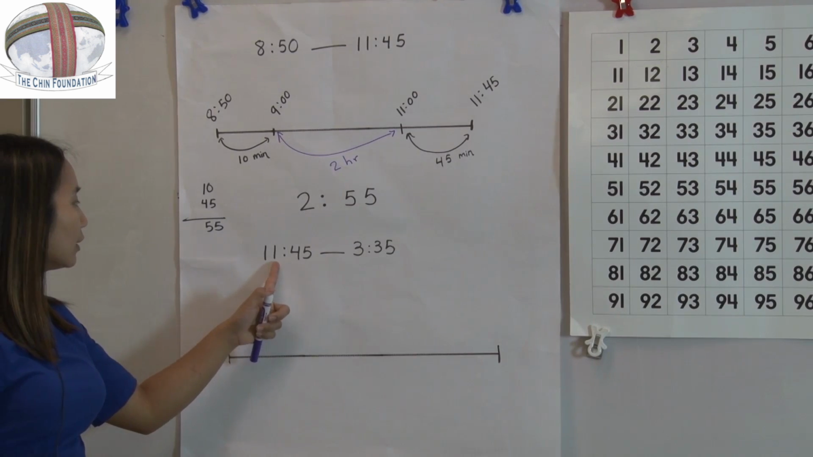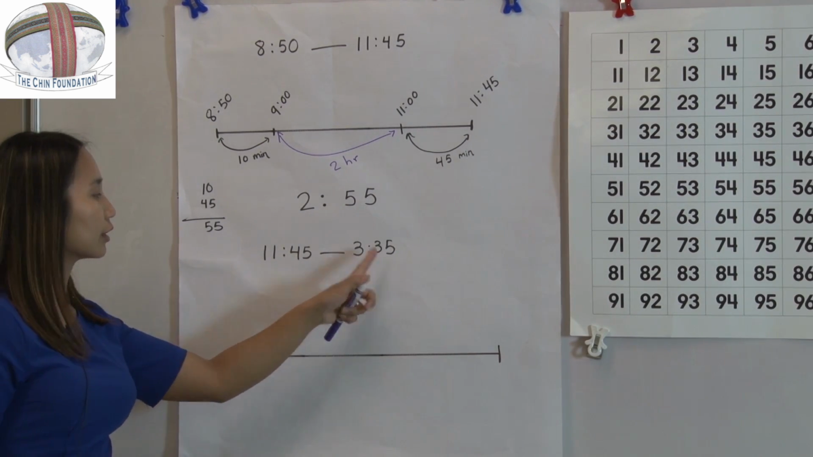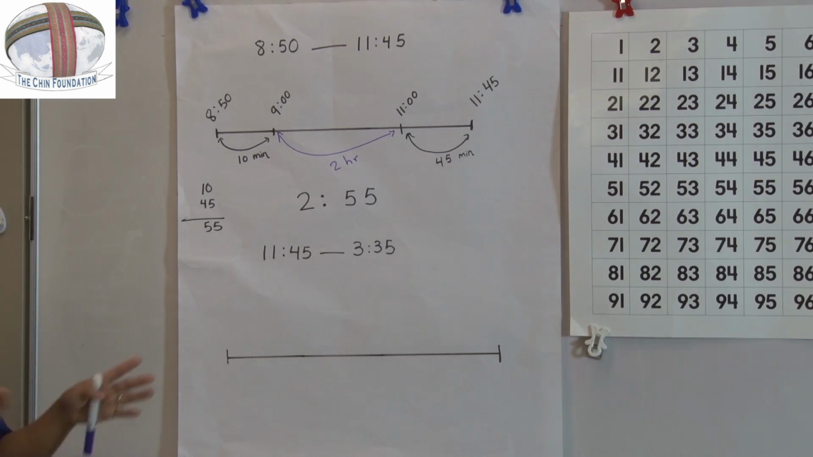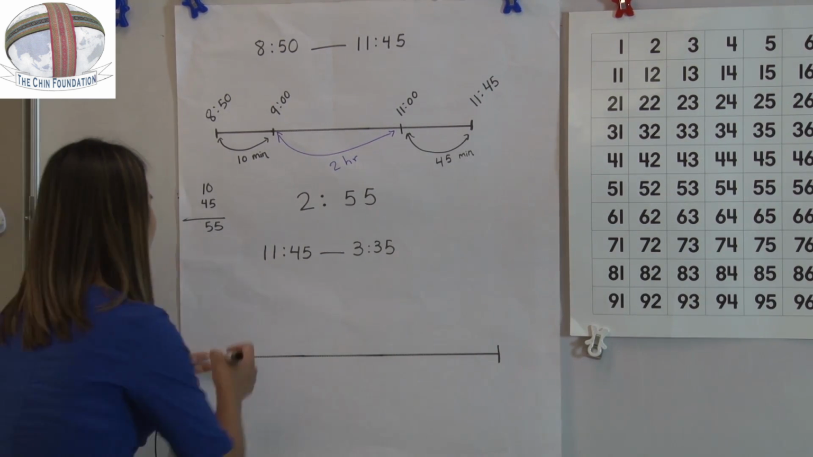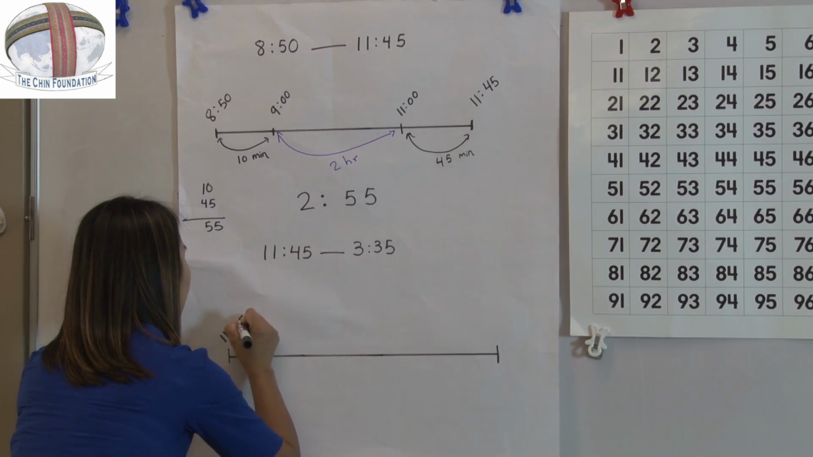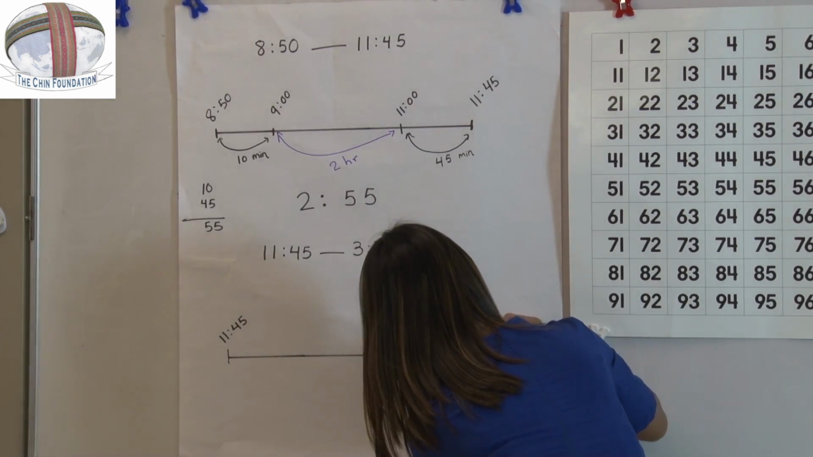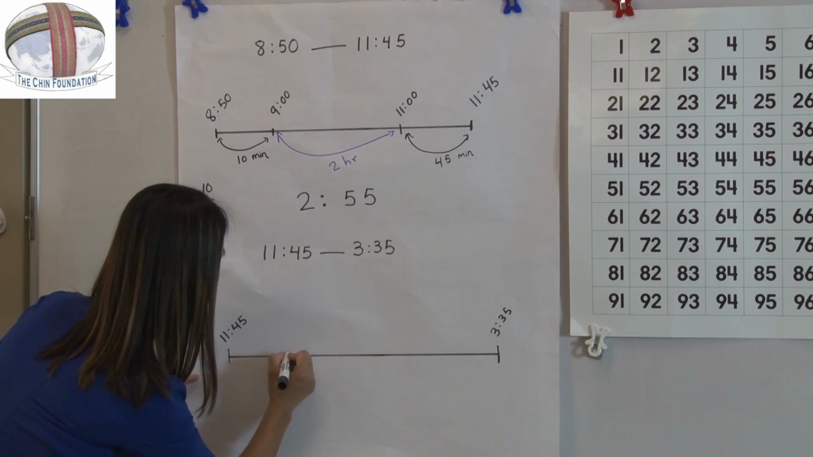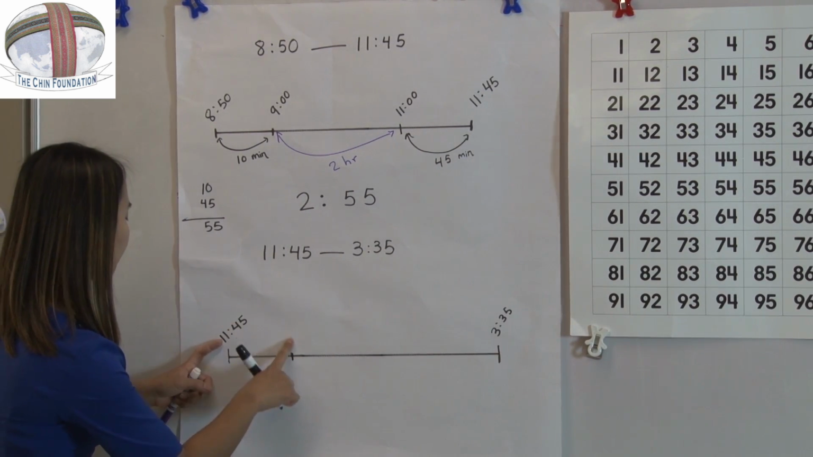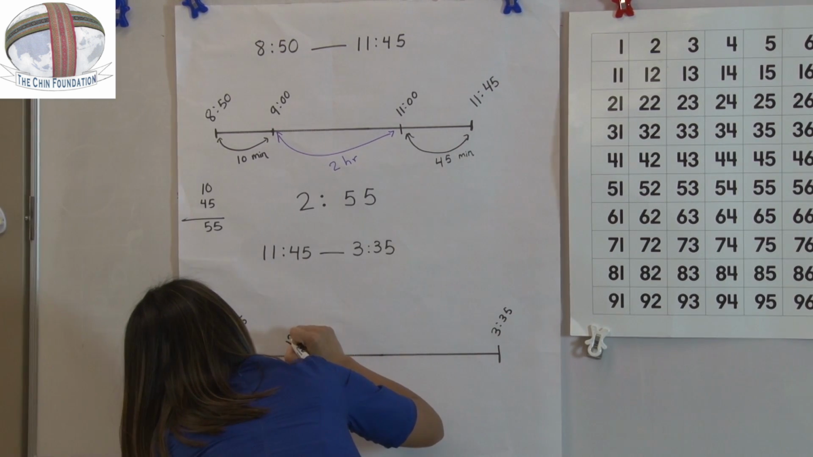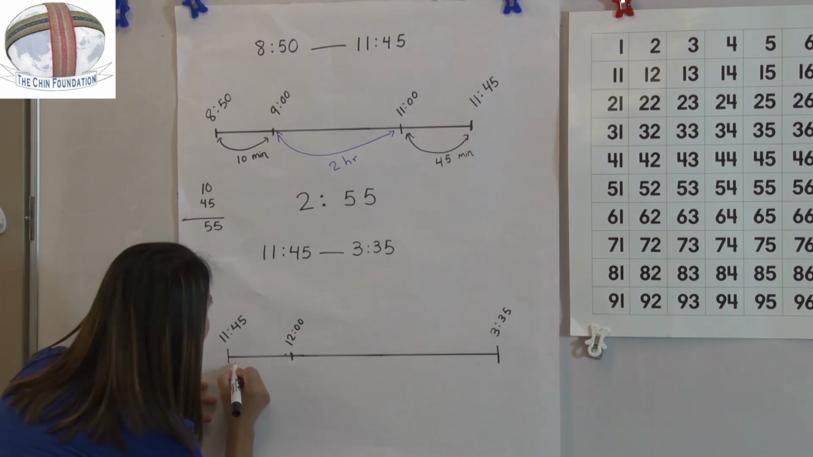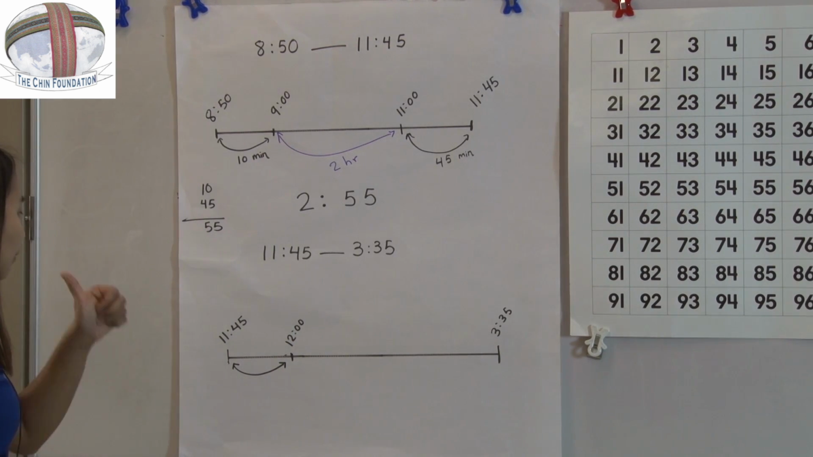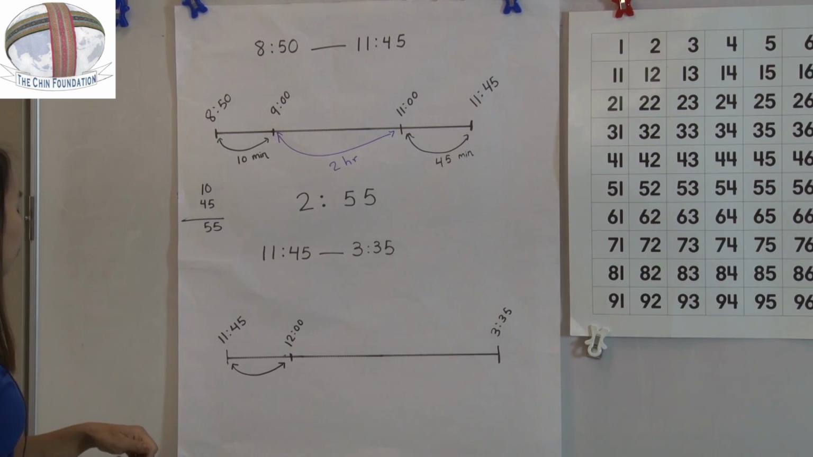Okay. You have lunch at 11:45 and you finish school at 3:35. Finish time is 3:35. Okay. We have to round up to the nearest hour, which is 12 o'clock. Okay. Let's figure out between this time and this time. 11:45, 50, 55.